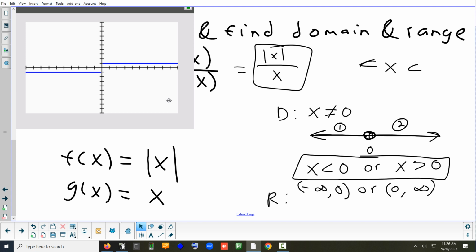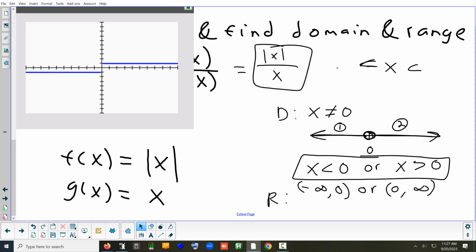The reason you get that is because no matter what you plug in for x, you only get one of two answers. If you plug in a positive number, like 5, what's the absolute value of 5 divided by 5? 1. What if you plug in 7? What's the absolute value of 7 divided by 7? 1. I could keep saying positive numbers, you're just going to keep getting 1. Now try a negative number. Let's say you plug in negative 2. What's the absolute value of negative 2? 2. And then divided by negative 2, that's negative 1.